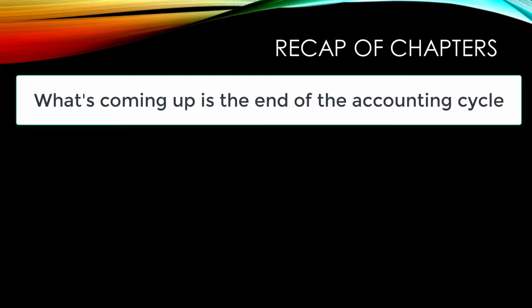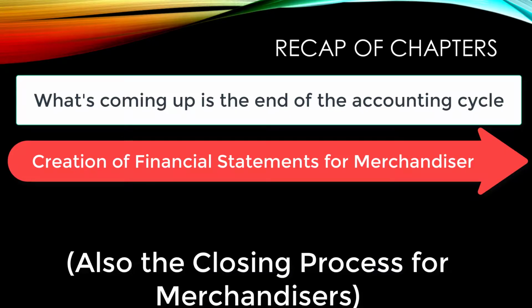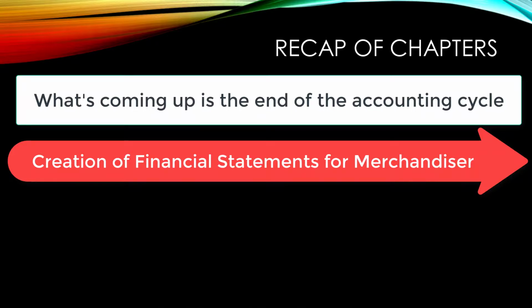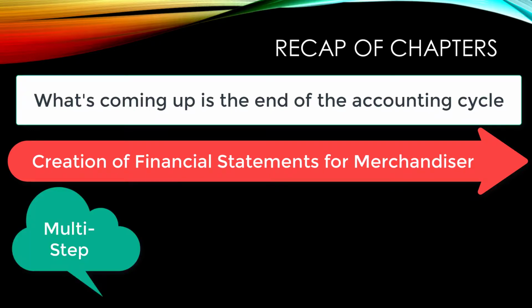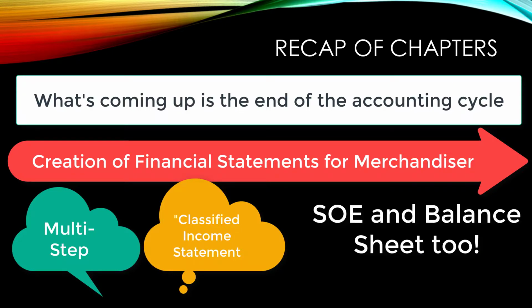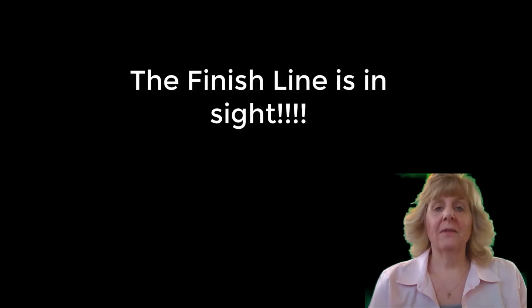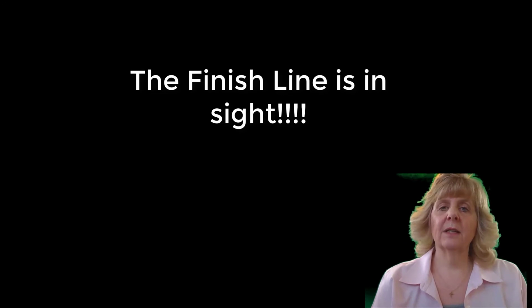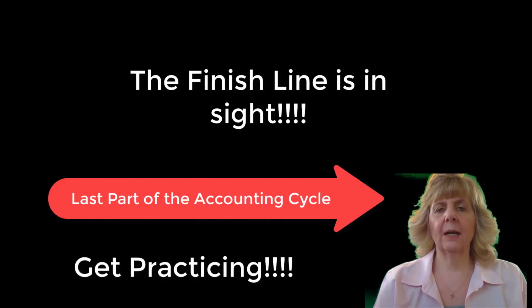The last step demonstrated in this book is the creation of the financial statements. We'll see in Chapter 13 that the income statement grew. It's a monster income statement, technically called a multi-step or classified income statement. So that's just a little preview of what's ahead. It's hard to believe that we're almost done. We have the tail end of the accounting cycle to complete, and then we'll be finished with our course.